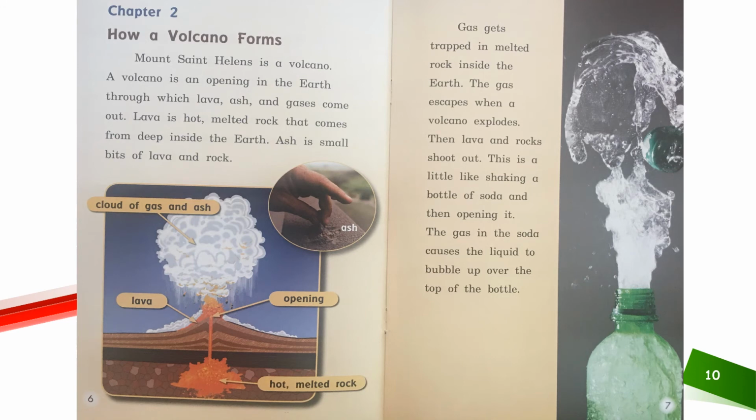Chapter 2, How a Volcano Forms. Mount St. Helens is a volcano. A volcano is an opening in the earth through which lava, ash, and gases come out. Lava is hot, melted rock that comes from deep inside the earth. Ash is small bits of lava and rock.